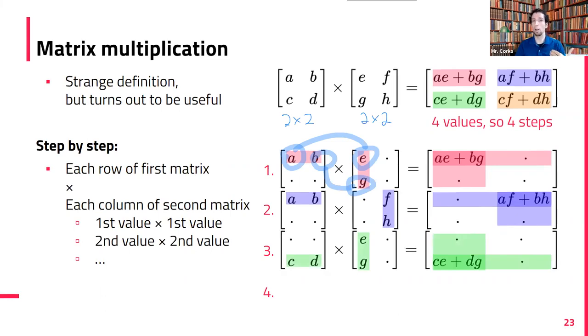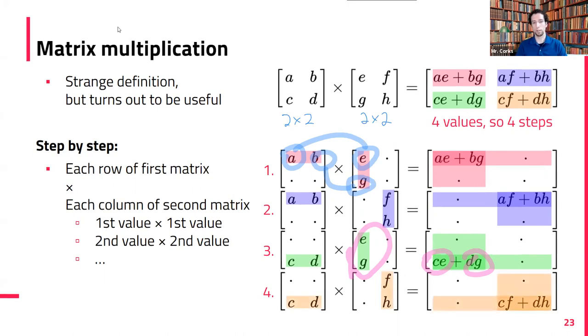So we have to do this all again for the next row. So for the second row of the first matrix, now we're back to the first column of the second matrix here, E, G. So C times E, line those up. D times G, line those up. Add them together, result goes in that bottom left corner. That's our third one. And then the final step, where we now finally have the last row times the last column, C F plus D H, and that goes in the final position here.